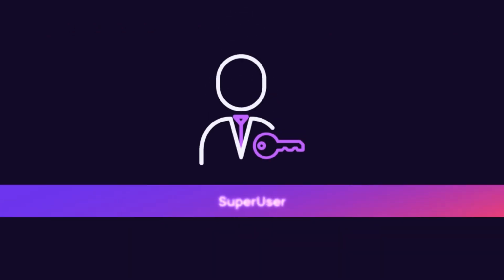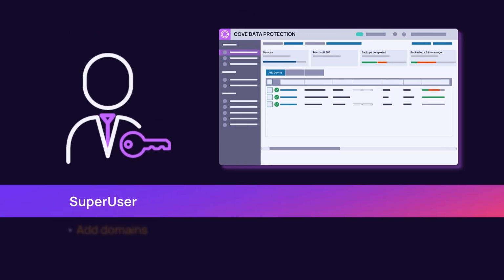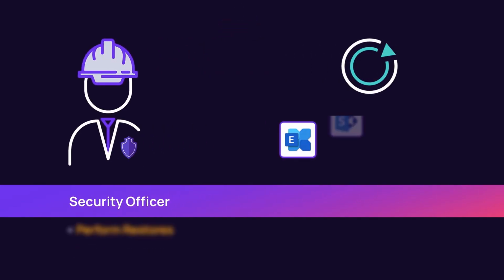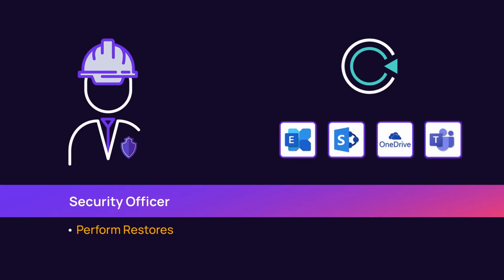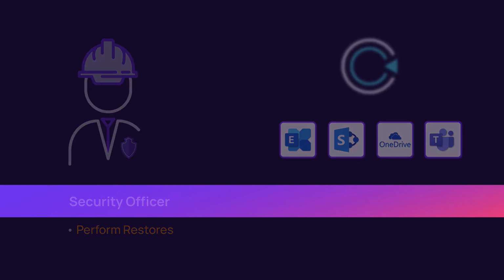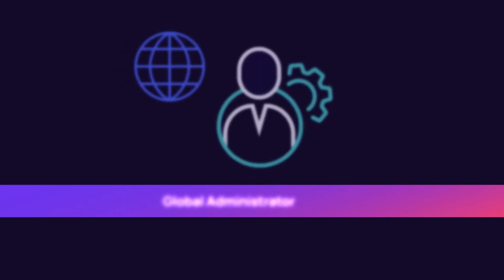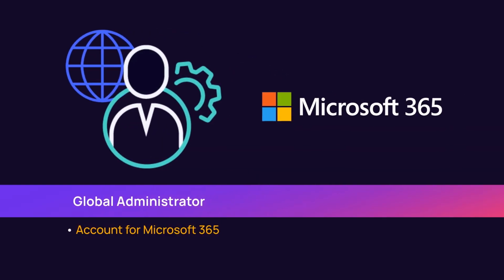To run the backup and restore service, users must have the following account types. Superuser, for the management console to add domains and initiate backups. Security Officer, to perform restores. And a Global Administrator account for Microsoft 365.